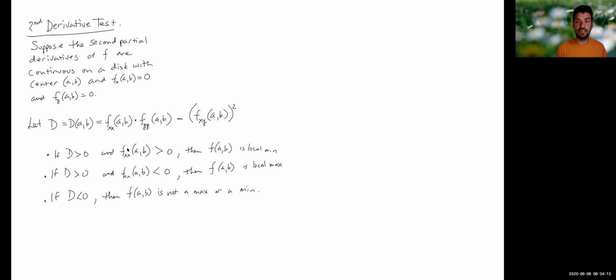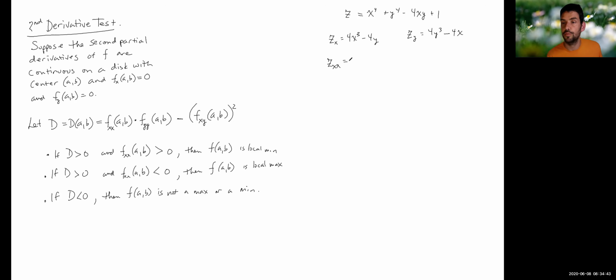But let's do an example. Let's go back to this example we've been looking at, where we have z is equal to x to the fourth plus y to the fourth minus 4xy plus 1. We've already computed z in the x direction is 4x cubed minus 4y. In the y direction, we get 4y cubed minus 4x. Let's take the second partial derivative with respect to x here. We'll get 12x squared. The second partial with respect to y gives me 12y squared.